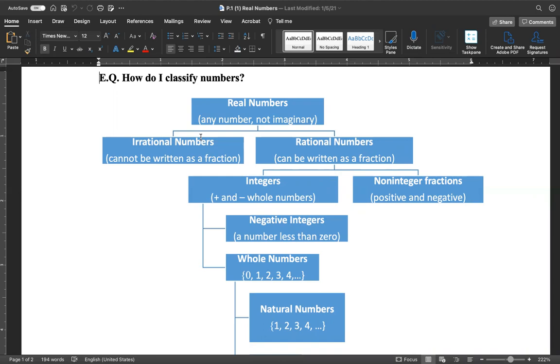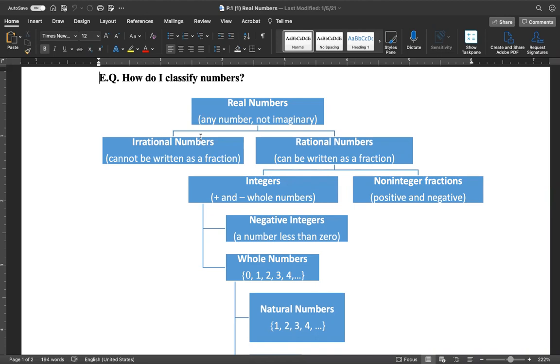Now, you may have been told before that you can estimate pi with a fraction, I believe 22/7, but that's not an actual value for pi. It's just an estimate, okay? Rational numbers can then be broken down into integers and non-integer fractions. Remember, integers are positive and negative whole numbers, okay?